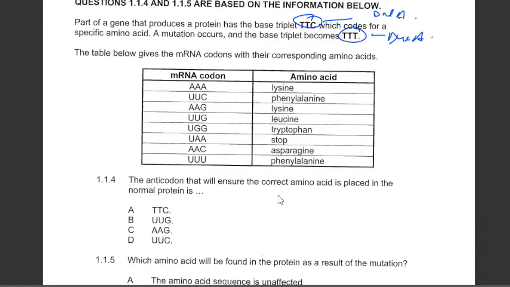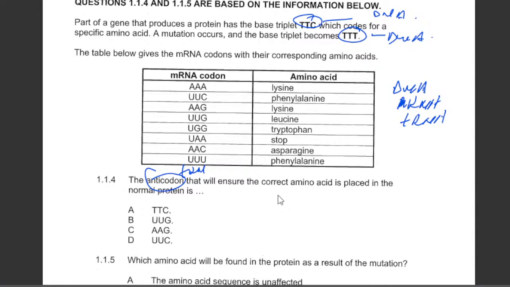And then they're saying that the table below gives messenger RNA codons with their corresponding amino acids. So in this case, they're saying the anticodon. Now this is transfer RNA, meaning that I have to convert from DNA to messenger RNA to transfer RNA so that I can get the answer here. The anticodon will ensure the correct amino acid is placed in the normal protein.